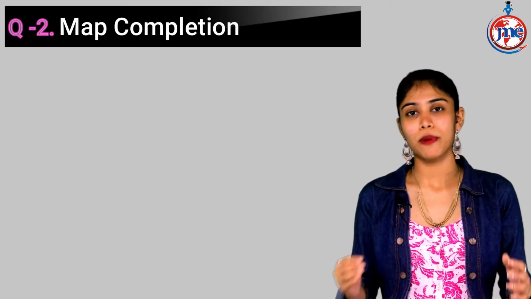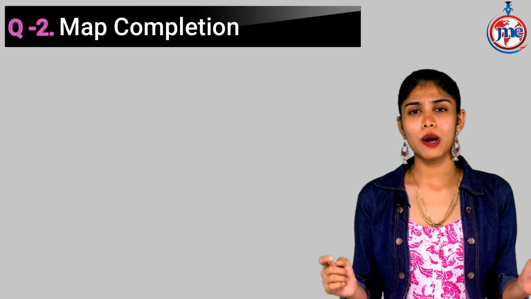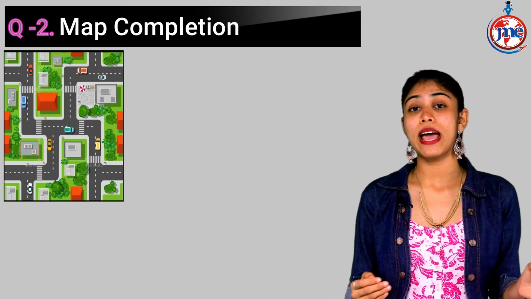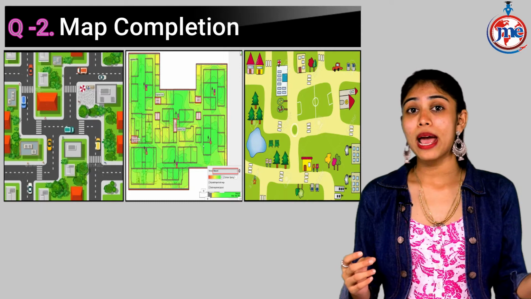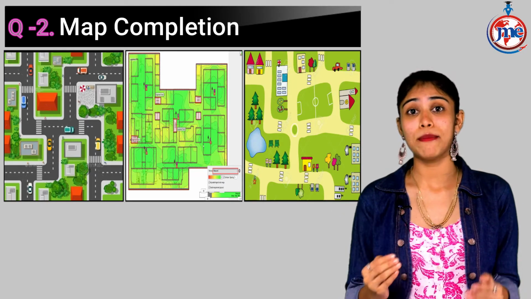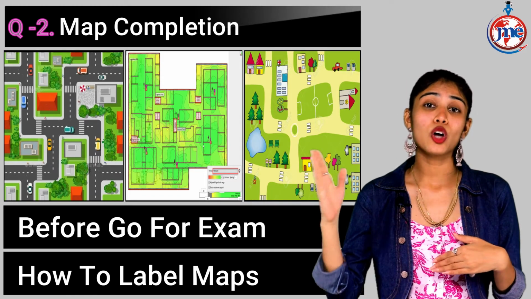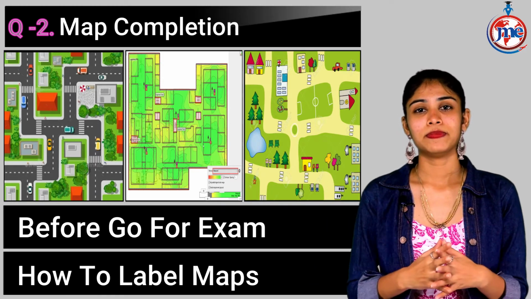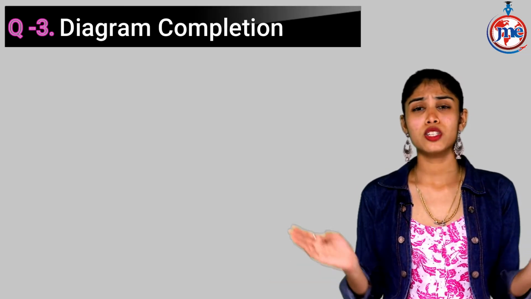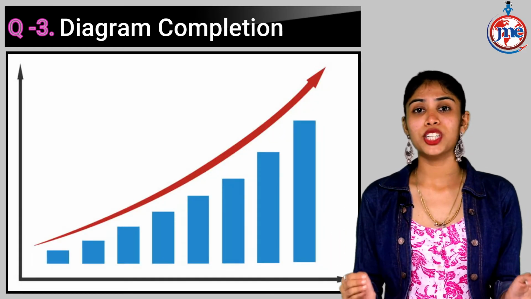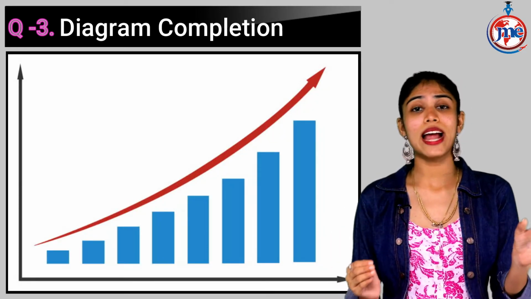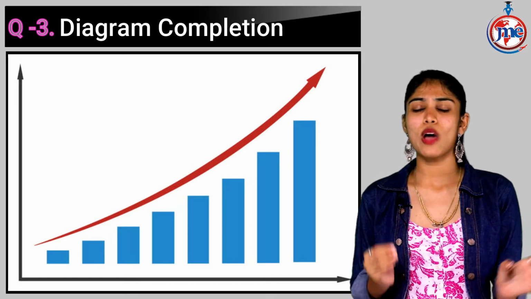Now let's see question type number 2, which is about map completion. Students, in map completion, it might be a street map, building map, town map, so you have to label it. So students, before you go for exam, learn how to label maps. Now let's see question type number 3, which is about diagram completion. So students, in your diagram completion, you are going to get one picture and you have to label it. So it is quite easy.